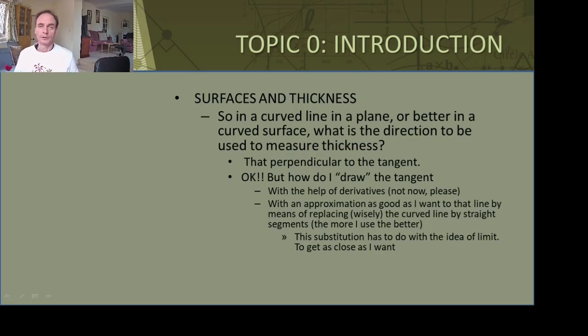Let's see it. The answer is easily put, but not so easily explained. The answer is that the direction in which we measure thickness at a given point of a surface is that defined by the perpendicular to the tangent plane at that point of that surface. That's it. Not so easy. Or maybe yes. What's a tangent plane? What's tangency?